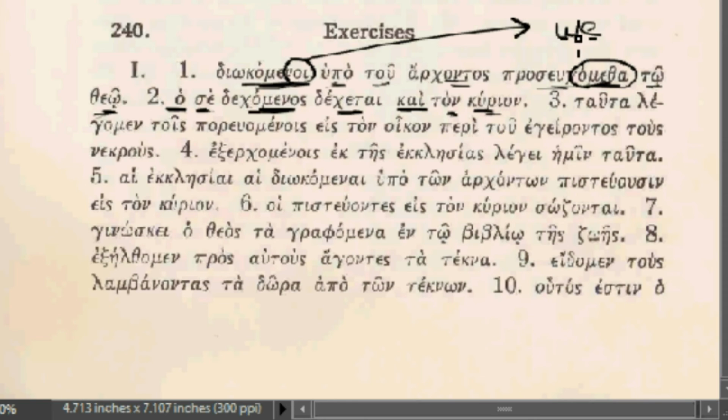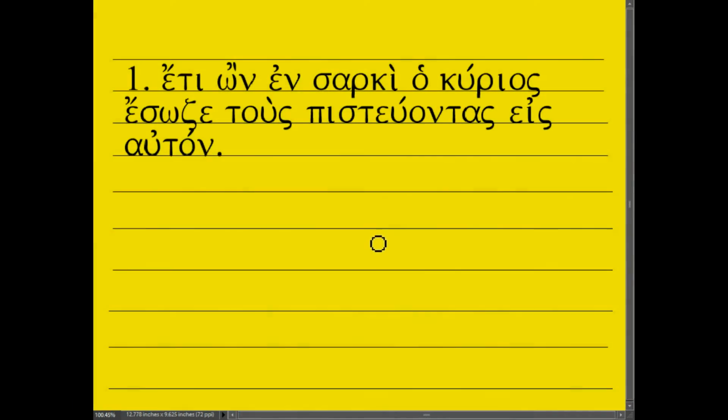All right, let's go ahead and take a look at the composition exercises.